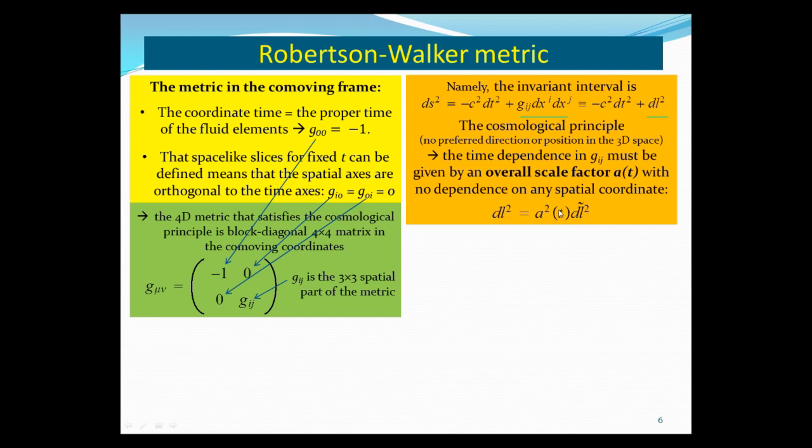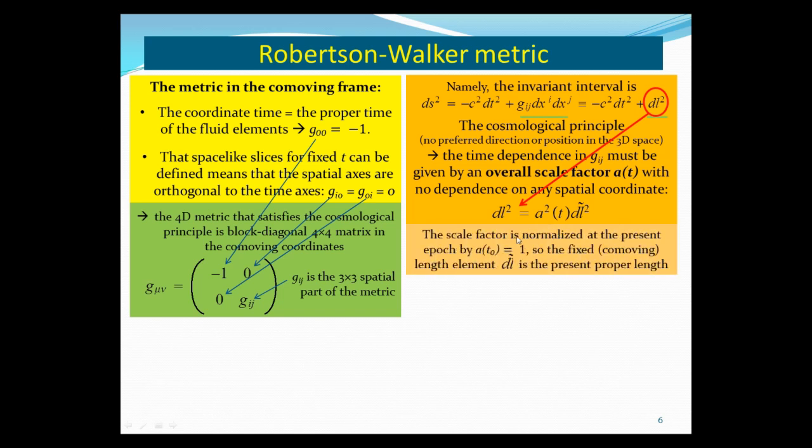So dl squared equals A squared dl tilde squared. dl tilde, of course, is time independent. The scale factor A is normalized at the present epoch to be 1, so when t equals t naught, A is equal to 1. So the fixed comoving length element dl tilde represents the present proper length.